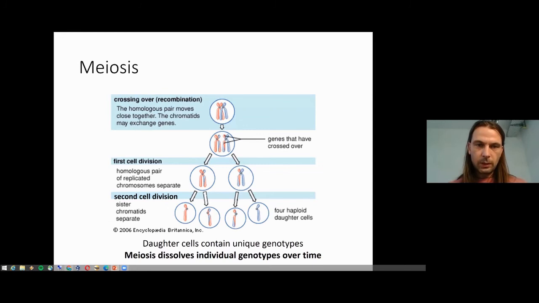So you see it here, the whole process. After the second division, we have 4 haploid daughter cells. Whether this is an egg cell or a sperm cell doesn't matter. Each of them has a unique genotype. So over time, this process, meiosis, dissolves individual genotypes. So no genotype, no sequence is surviving for long over generations because of this rearrangement, this recombination.